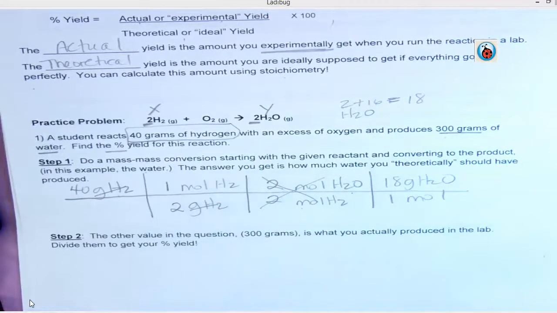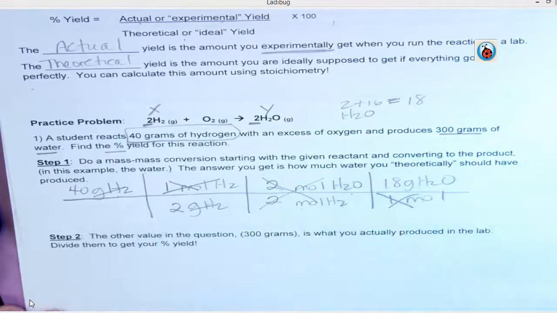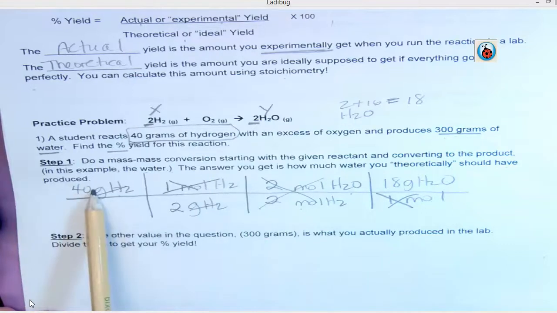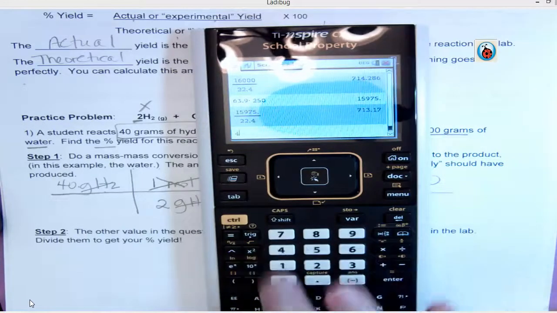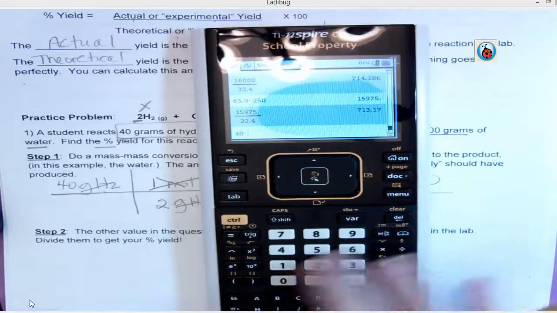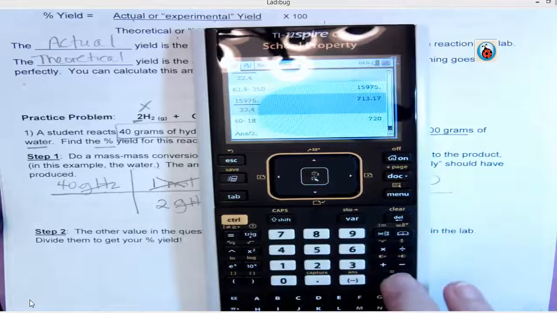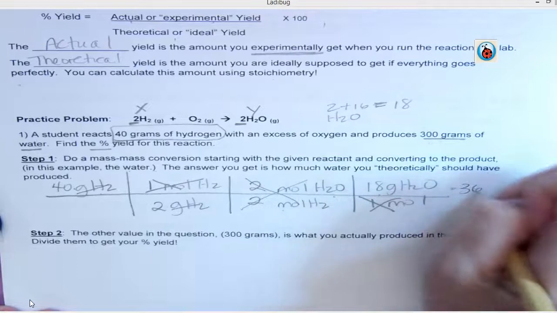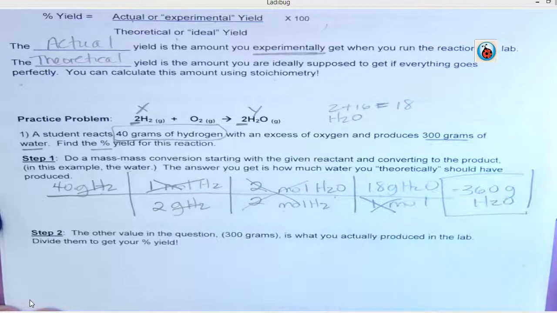All right, now I'm ready to calculate, right? What else cancels out here? We got 1 mole, 1 mole. Those are going to cancel out. And so basically what am I left with? 40 times 18 divided by 2. So 40 times 18, enter, and I'm going to divide by 2, and what I get, 360 grams of water is my theoretical yield.